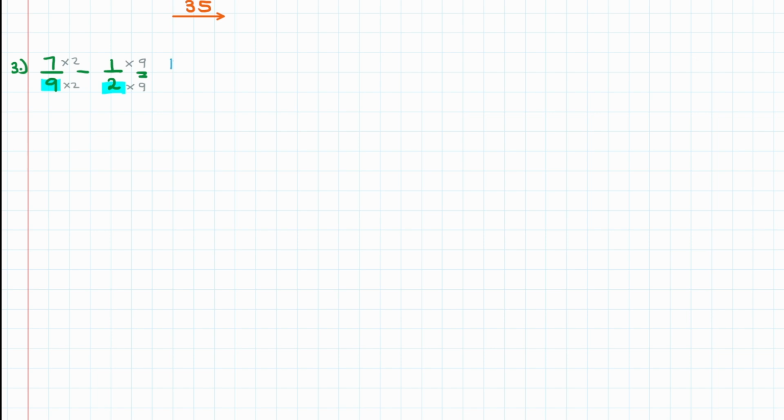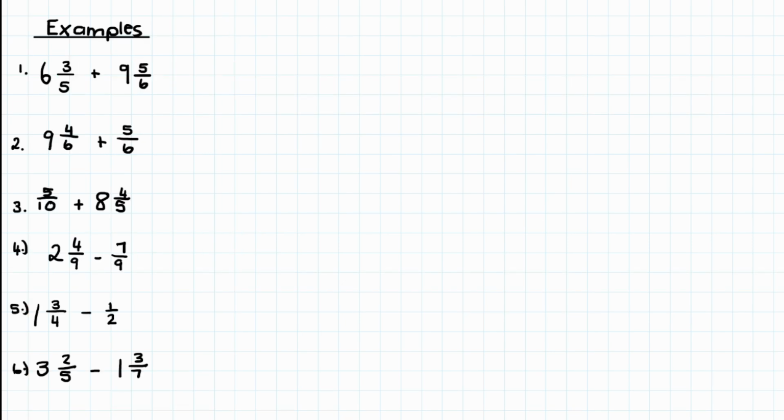So 7 times 2 gives me 14 over 18, and 1 times 9 gives me 9 over 18. When I subtract 14 and 9, I get 5, and my denominator remains the same. Try some of these examples by pausing the video and checking back to see how you did.